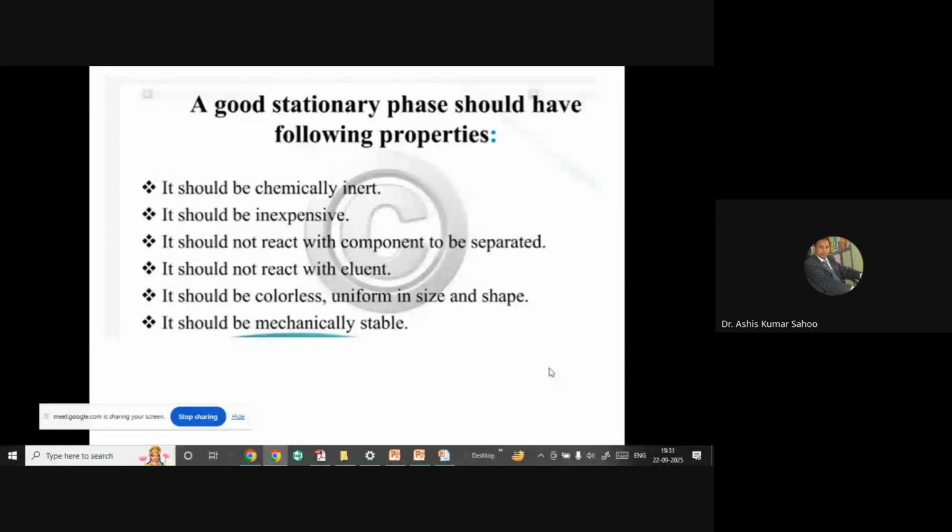A good stationary phase should have the following properties. What are the characteristics of a good stationary phase? It should be chemically inert, it should be inexpensive, it should not react with the components to be separated, it should not react with the solvent, it should be colorless, uniform in size, and it should be mechanically stable. So these are the characteristics of a good stationary phase in a size exclusion system.